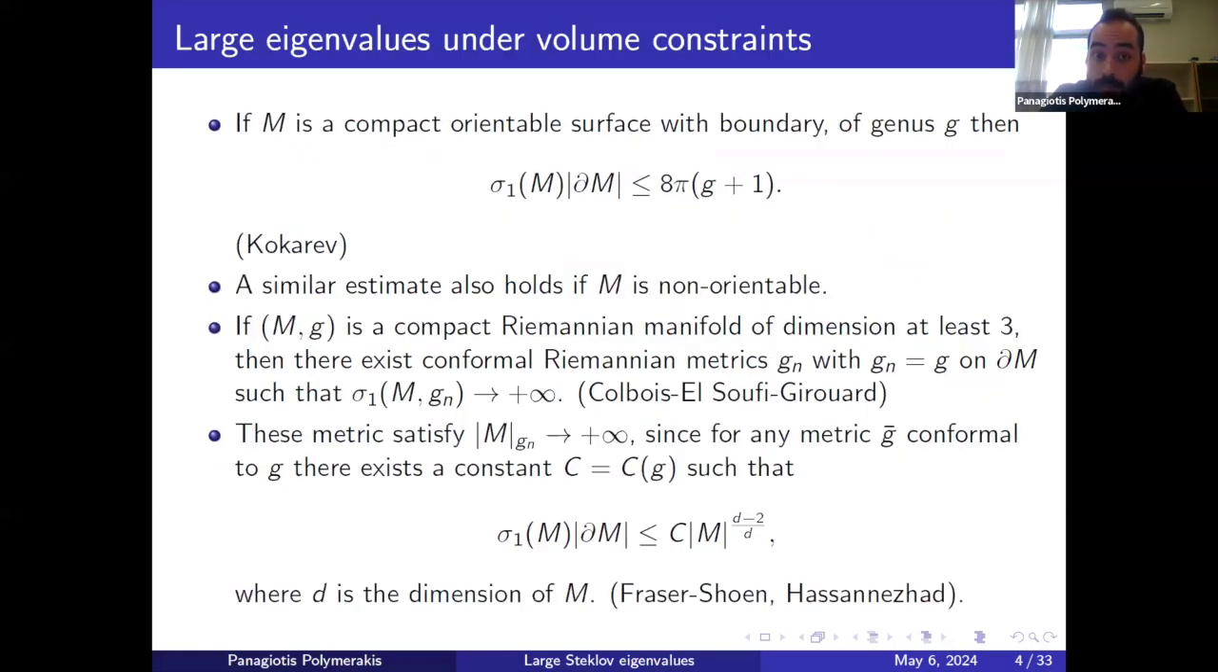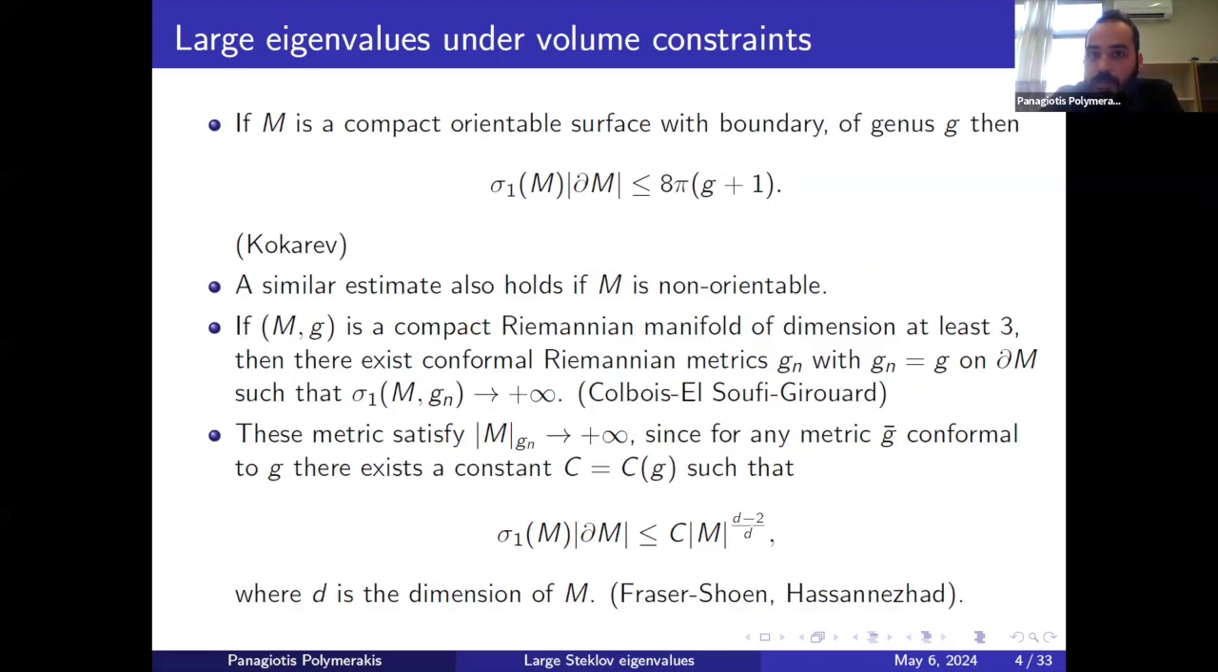To put our constructions into perspective, let's recall that if we have a compact surface with boundary, then the first normalized Steklov eigenvalue, that is the first Steklov eigenvalue times the length of the boundary, is bounded from above in terms of topological invariants of the surface, something which is quite atypical.